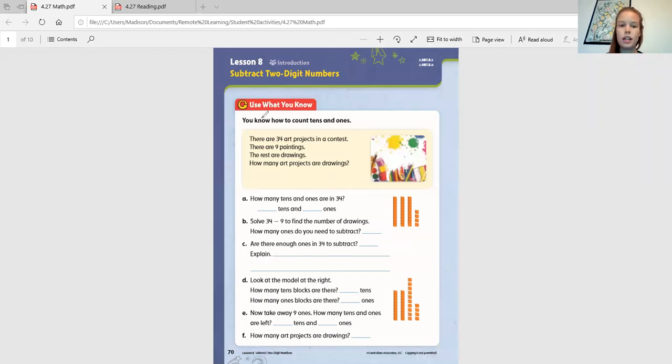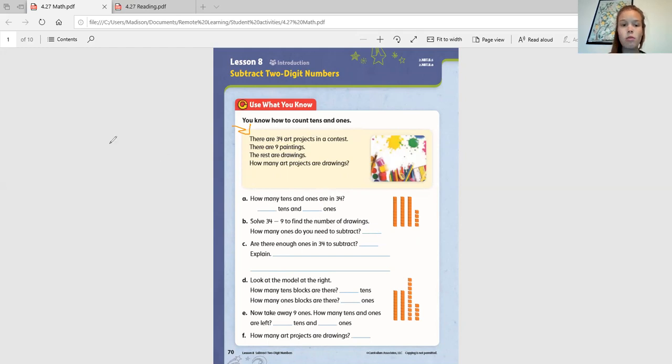We're going to come over here and read our problem first. There are 34 art projects in a contest. There are 9 paintings. The rest are drawings. How many art projects are drawings? So let's walk through these questions to see if we can get some help.